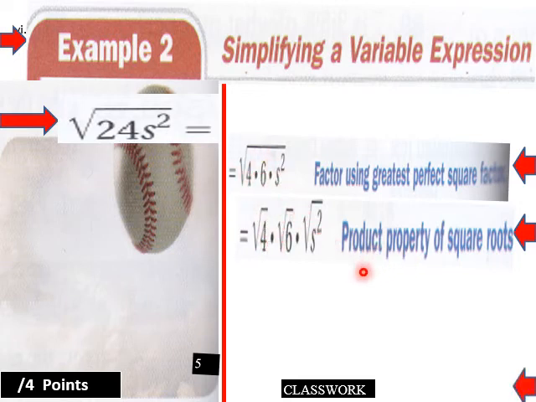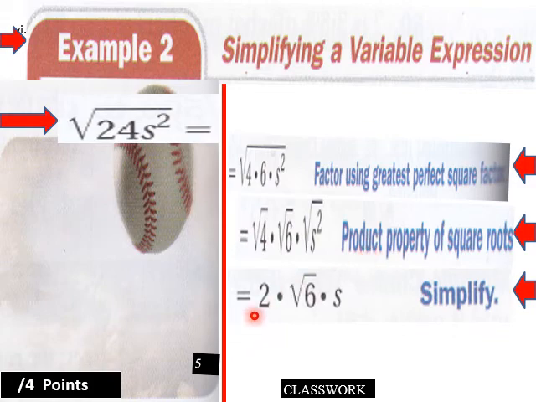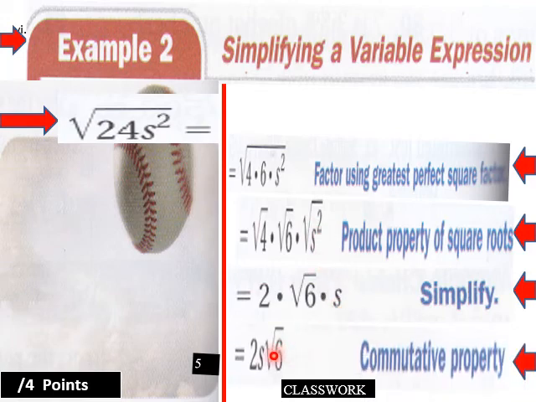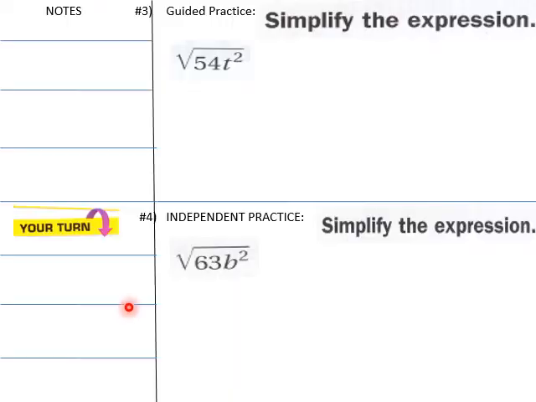That's your next step, product property of square roots. And then this becomes 2 times the radical 6 times s. So don't forget, the square root of s squared will be s. So now we have 2s times radical 6 would be the simplified form of this radical here.